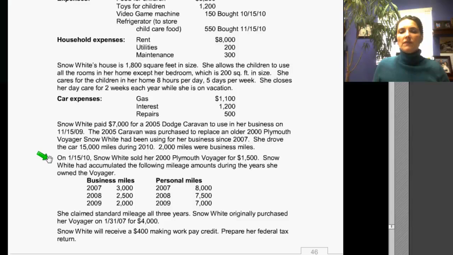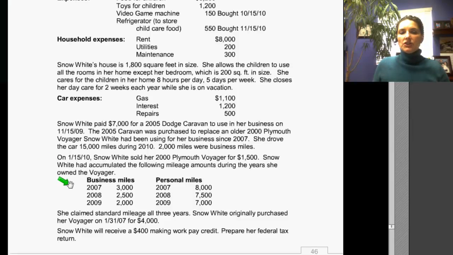Snow White had accumulated the following mileage amounts during the years she owned that Voyager. So in 2007, she drove 3,000 business miles and 8,000 personal miles. 2008 was 2,500 business miles and 7,500 personal, and in 2009 she drove 2,000 business miles and 7,000 personal miles. She claimed the standard mileage rate all 3 of those years, and originally when she purchased that Voyager back on 1/31 of 2007, she paid $4,000. Snow White will receive a $400 Making Work Pay credit. Please prepare her federal tax return.